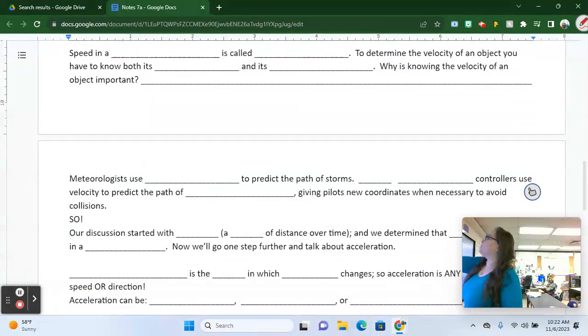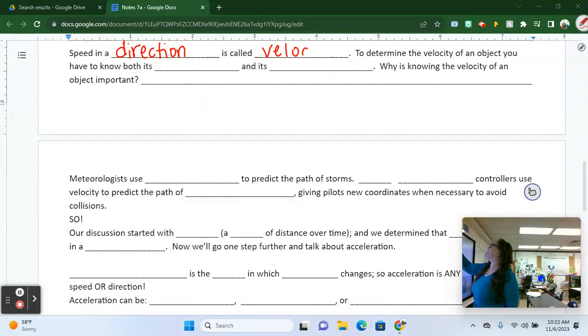Speed in a direction. That D looks very strange, so I'm going to fix it. Is called velocity. To determine the velocity of an object, you have to know both its speed and its direction.